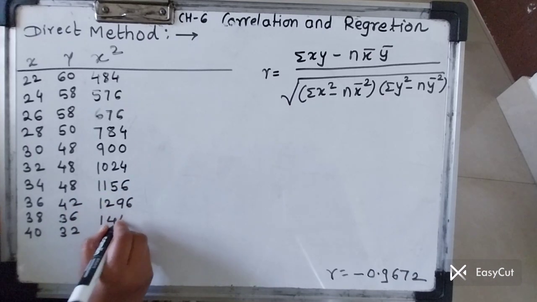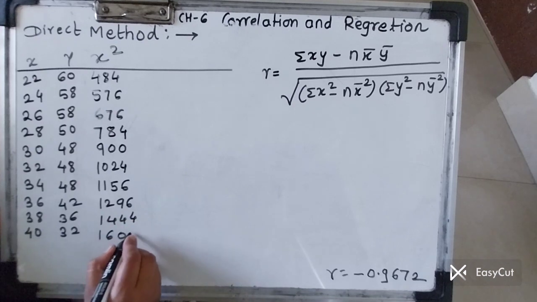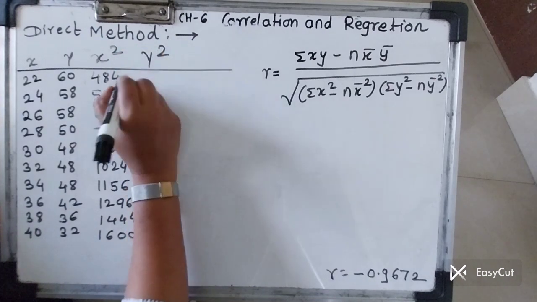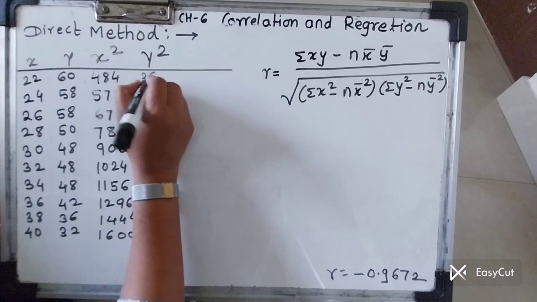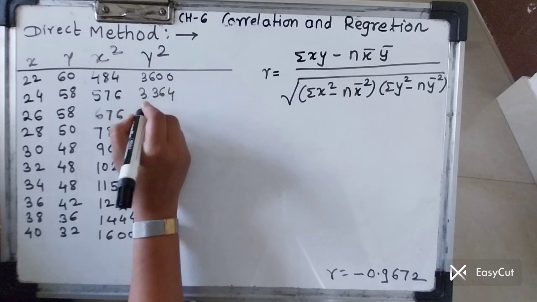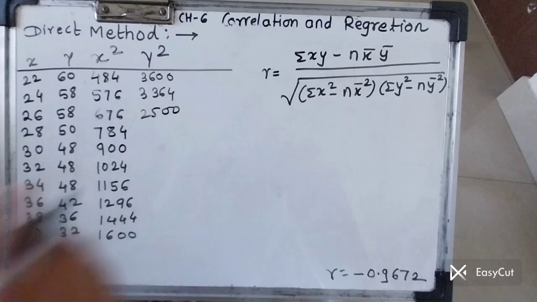Okay, 1444 and here 1600. Find out y square. Y square, 60 square means 3600. 3364. Here 2500.